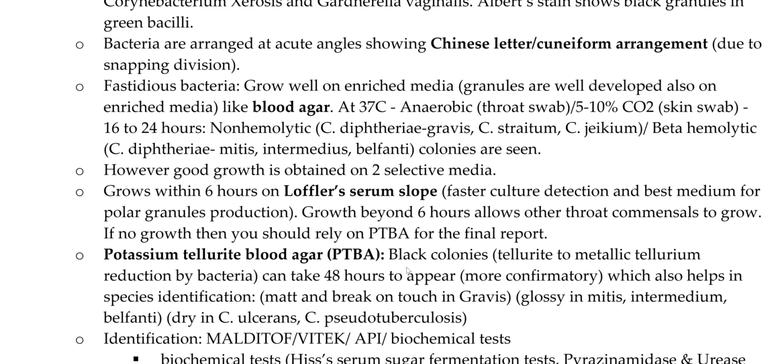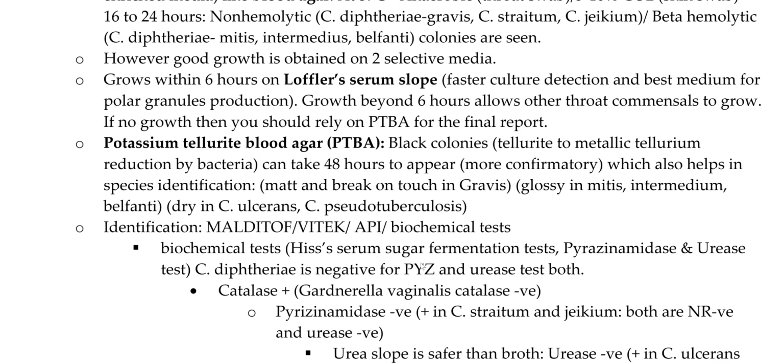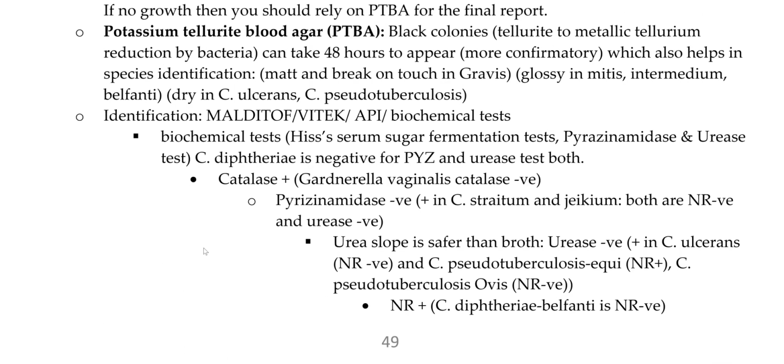So how do we identify the species? Now we have automated instruments, so it has become very easy, that is MALDI-TOF. You have Vitek and the API system. But traditionally, we were using biochemical tests, so it is worthwhile to remember which biochemical tests help with basic identification of important species. Three tests anyone should do are Serum sugar fermentation, pyrazinamidase test, and urease test. Catalase is obviously required because diphtheria is catalase positive. All Corynebacteria are usually catalase positive.